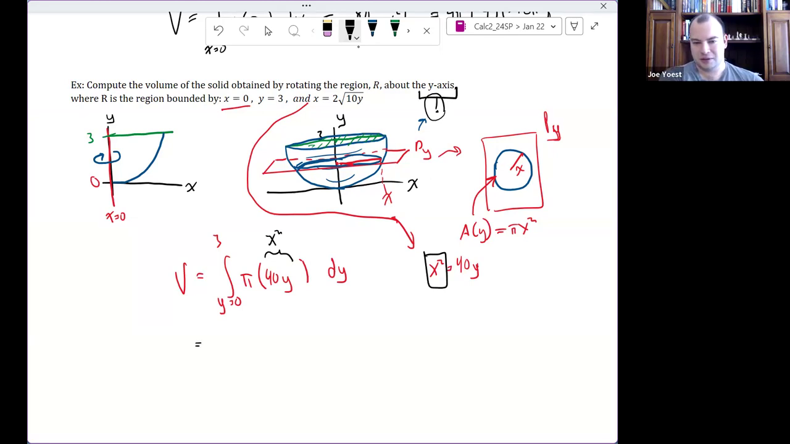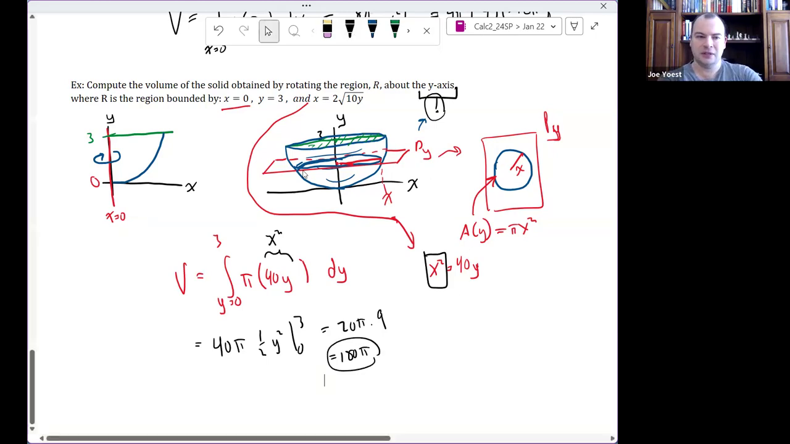So this is 40 pi times 1/2 y squared from 0 to 3, or this is 20 pi times 9, 180 pi, if I did all of my ciphering correctly. Any questions on any of this?